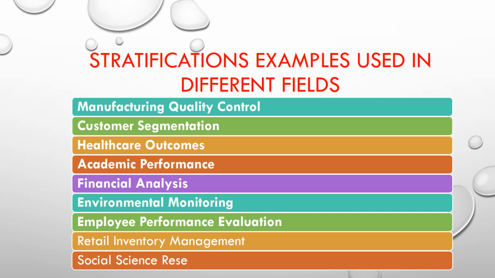Social science research. Researchers in social sciences can stratify survey data based on demographic variables such as age, gender, income, or education level. This allows for a more detailed analysis of the survey responses within specific population subgroups, enabling researchers to draw more accurate conclusions. These are just a few examples of how stratification can be applied in various domains to improve decision-making, problem-solving, and understanding of data.